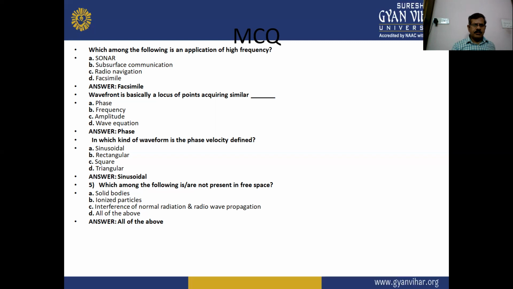In the next question, which among the following are not present in free space? Option A, solid bodies. Option B, ionized particles. Option C, interference of normal radiation and radio wave radiations. Option D, all of the above. So here the correct answer is option D: solid bodies, ionized particles, and interference of normal radiation and radio wave propagation are all not present in free space. So the correct answer is all of the above.